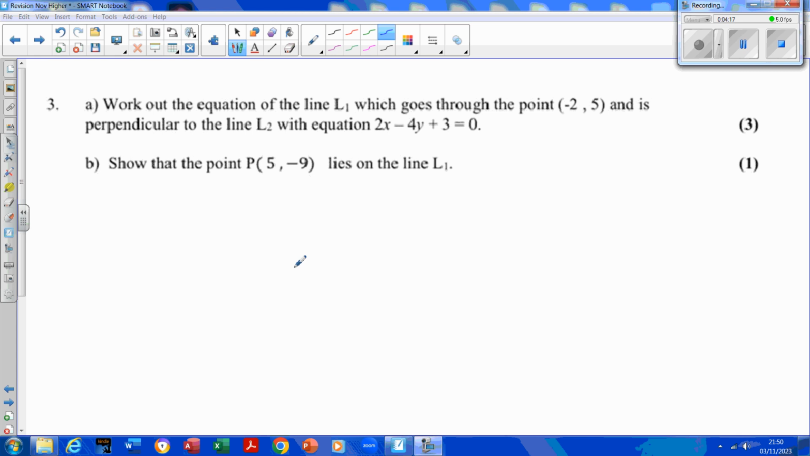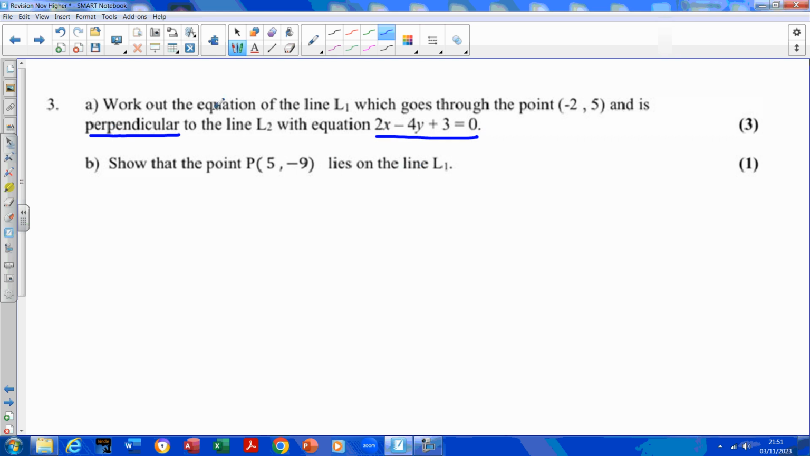We want to work out the equation of line L1, which goes through the point negative 2, 5 and is perpendicular to the line L2 with equation that. So to work out the equation of a straight line, we need a gradient and we need a point. We've got the point is negative 2, 5. I don't have a gradient, but I'm told it's perpendicular to that line. So we have to work out the gradient of that line first. And if it's perpendicular, the 2 gradients multiply to give you negative 1. Quick way to work that out is change the sign and flip.